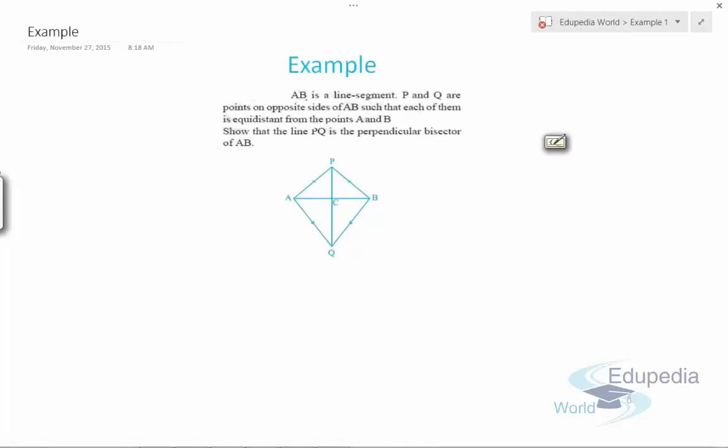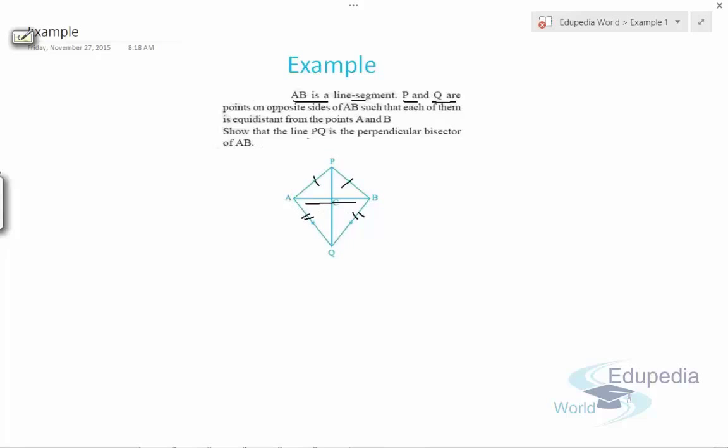It says that AB is a line segment, and P and Q are points on opposite sides of AB, such that each of them is equidistant from points A and B. So AB is a line segment, and P and Q are points on the opposite sides of AB such that each is equidistant from points A and B. This means this side equals this side and this side equals this side.